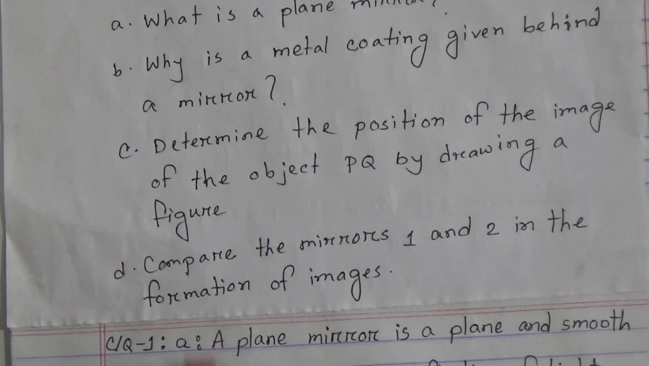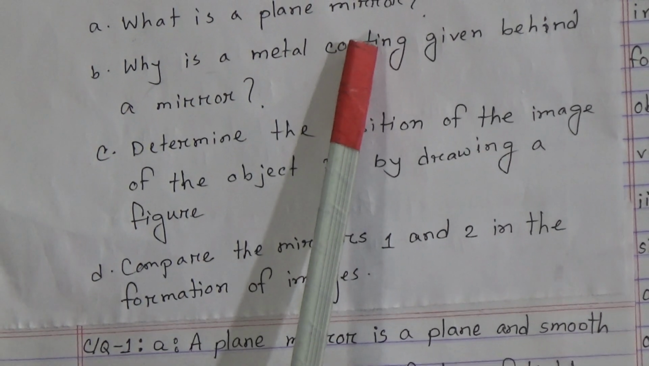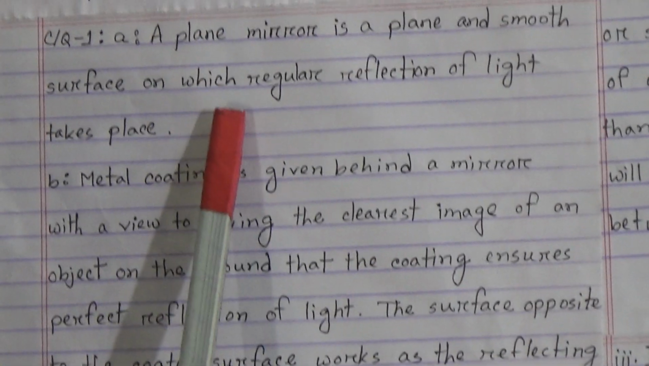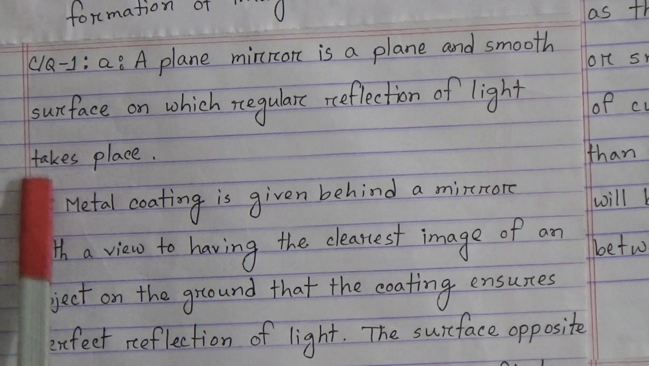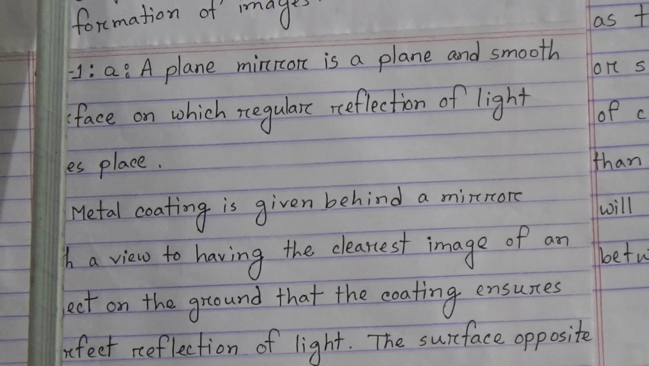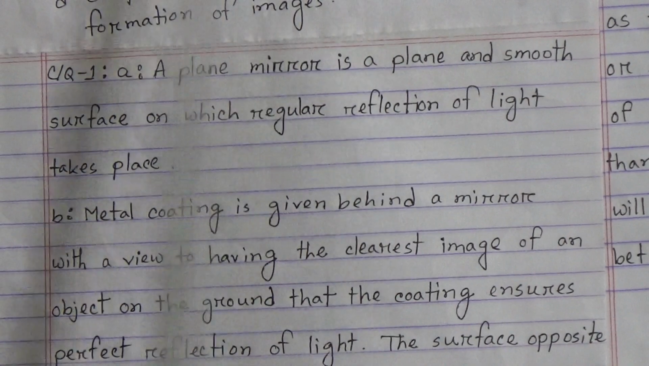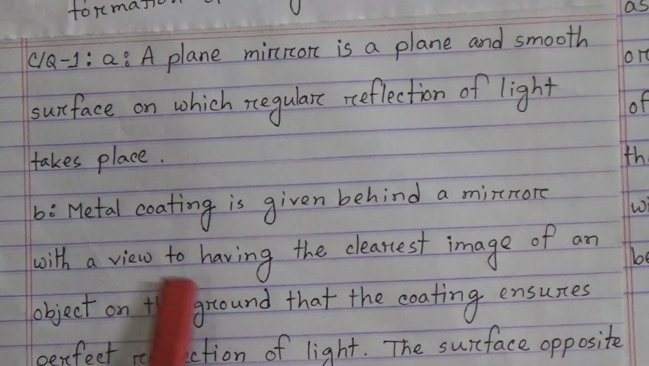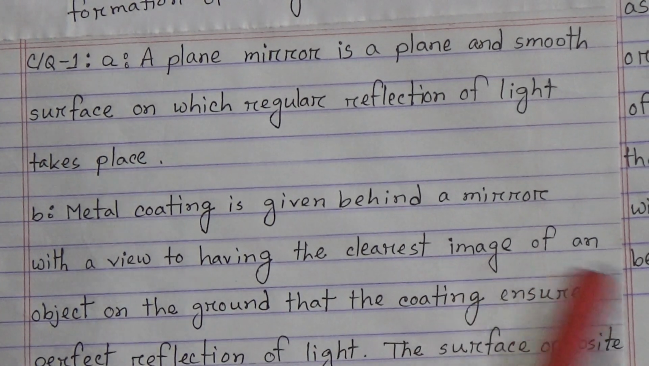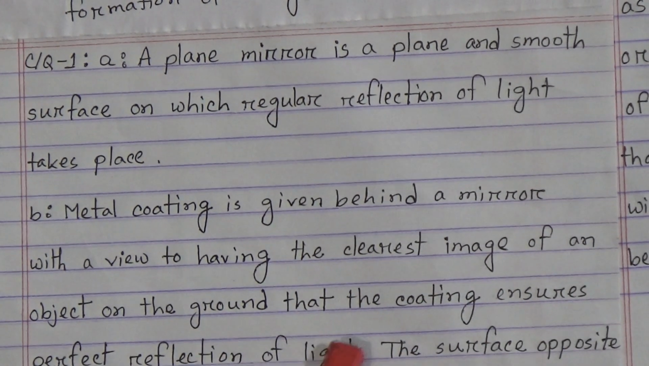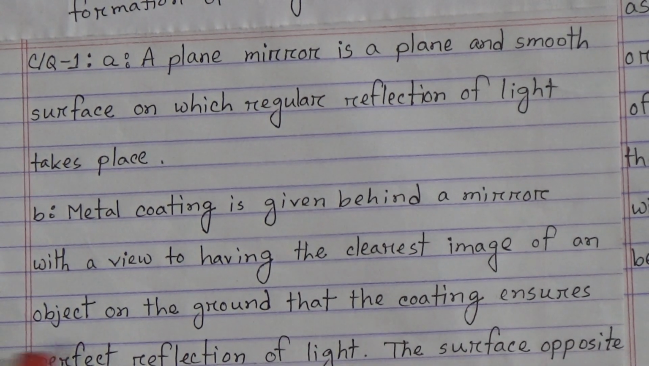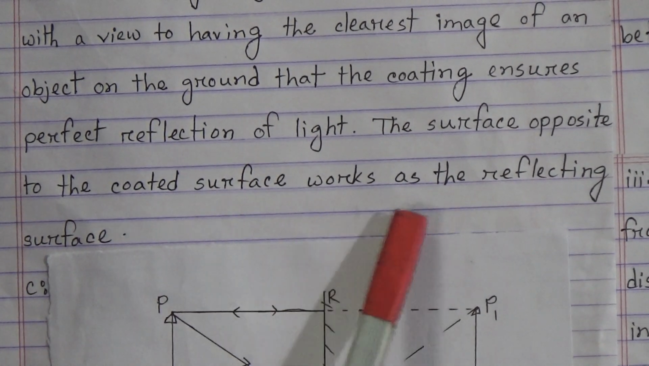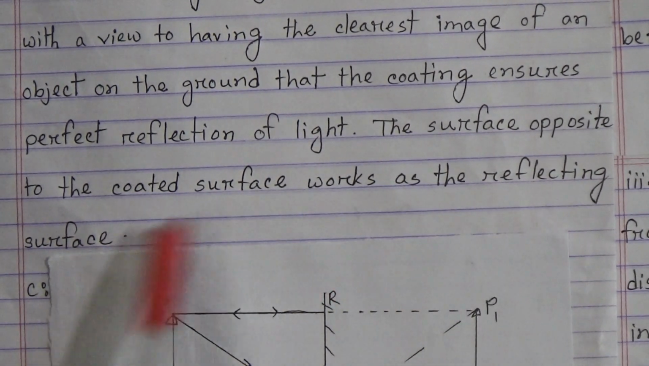My dear students, now question number A, what is a plane mirror? The answer is: a plane mirror is a plane and smooth surface on which regular reflection of light takes place. Question number B, why is a metal coating given behind a mirror? Answer: metal coating is given behind a mirror with a view to having the clearest image of an object, because the coating ensures perfect reflection of light. The surface opposite to the coated surface works as the reflecting surface.